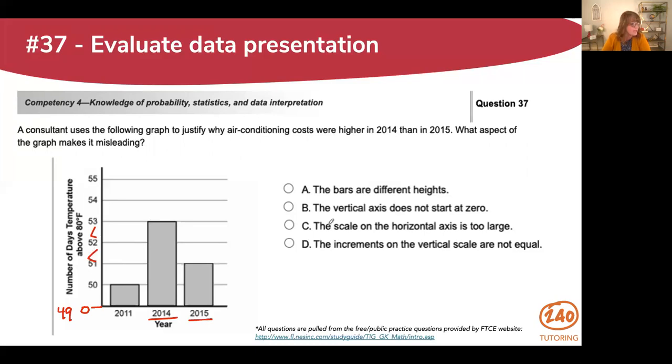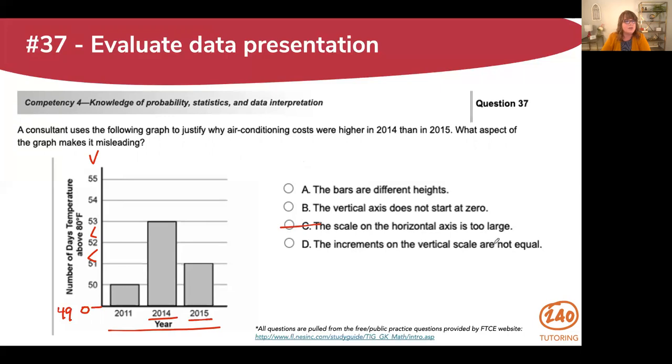Answer choice C, the scale on the horizontal axis is too large. So horizontal axis would actually be this one, and we don't actually have a scale here. The scale is on the vertical axis, and the scale isn't too large. It's only counting by 1. So I can clearly rule out C.